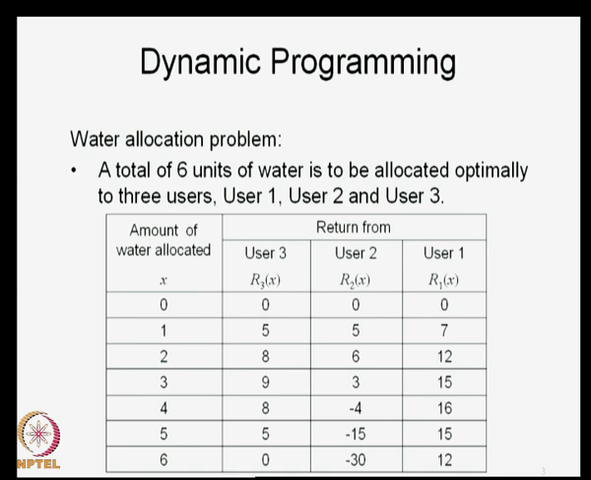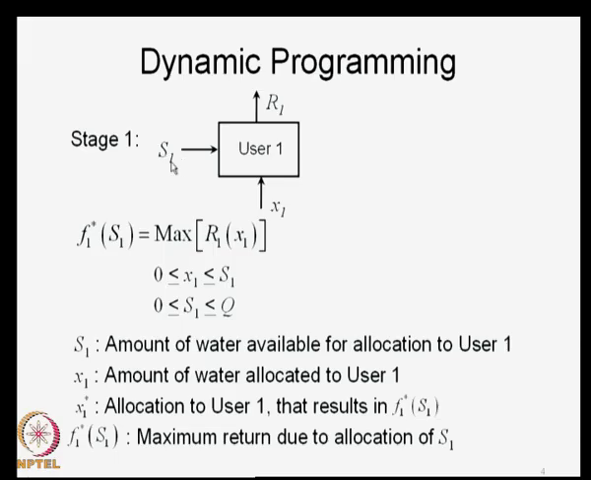So, we started this example from stage number 1, where we include only one user, user number 1. We say that S 1, which is the state at stage number 1, is the amount of water available to be allocated to user number 1. And S 1 can vary from 0 to q, where q is the total amount of water available. In this case, it is 6 units.